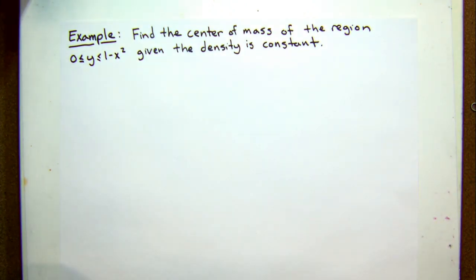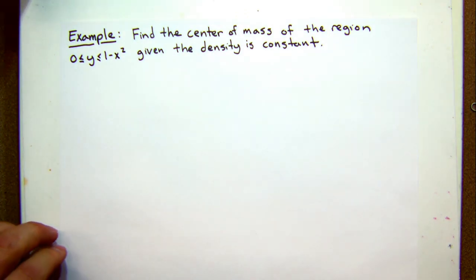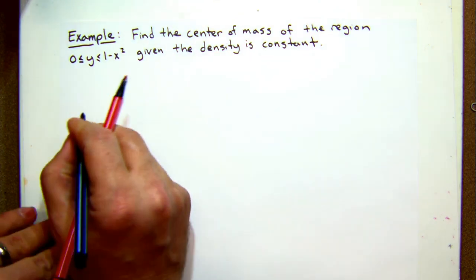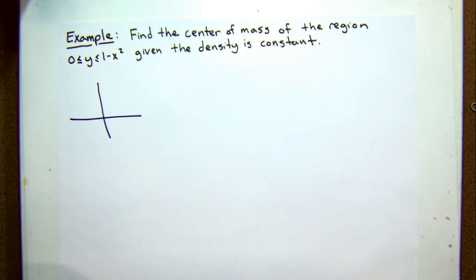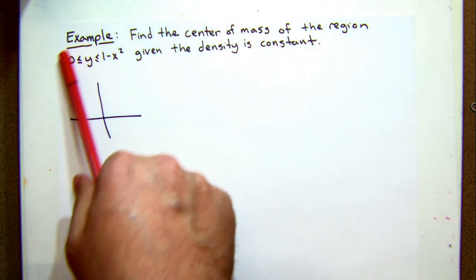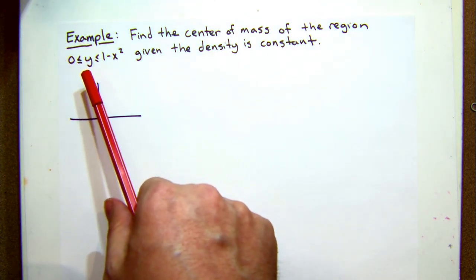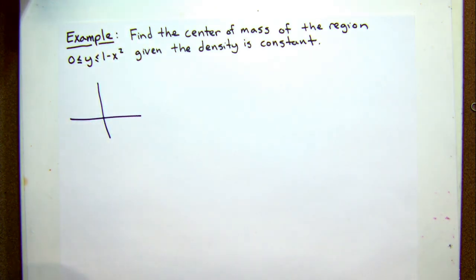Now, suppose we have the following. Find the center of mass of the region 0 less than or equal to y, less than or equal to 1 minus x squared, given that the density is constant. Now, let's talk about what our region looks like. So first off, I'll draw my axes. This expression says I'm between two parts. I'm above 0. I'm below 1 minus x squared.